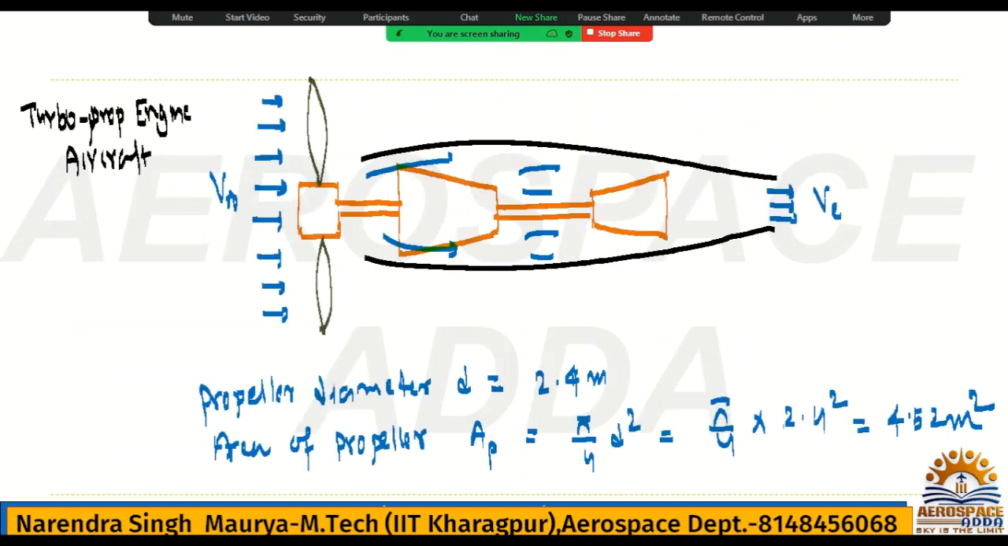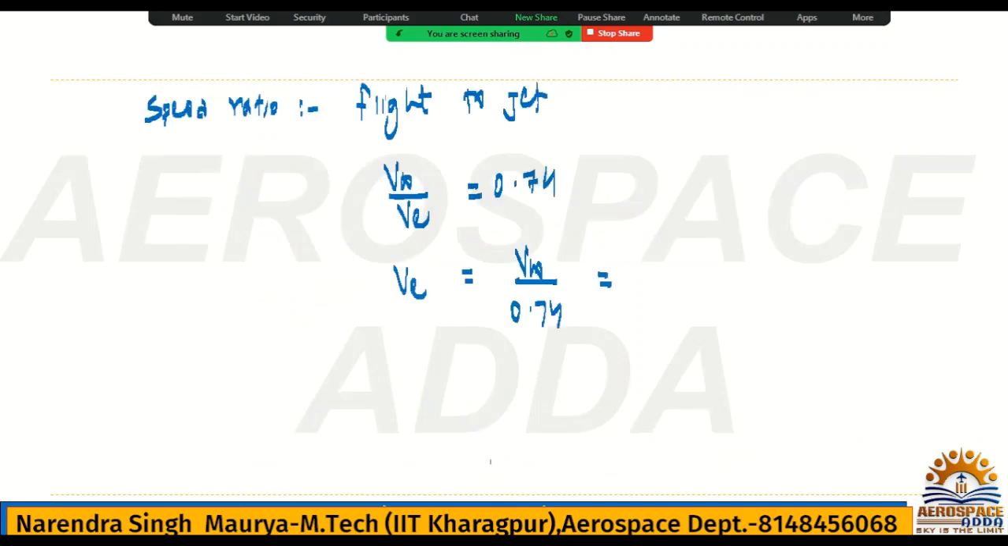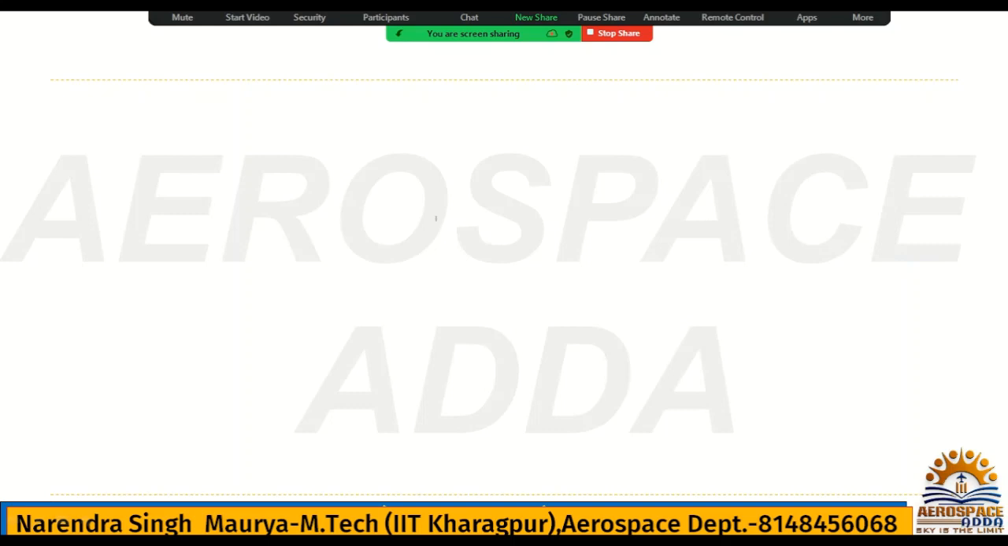Okay, so here we can get V exit. If you calculate 144.44 divided by 0.74, this value will be how much? I am getting 195.19 meters per second. Okay. Now this is the value. We'll go for the propeller.